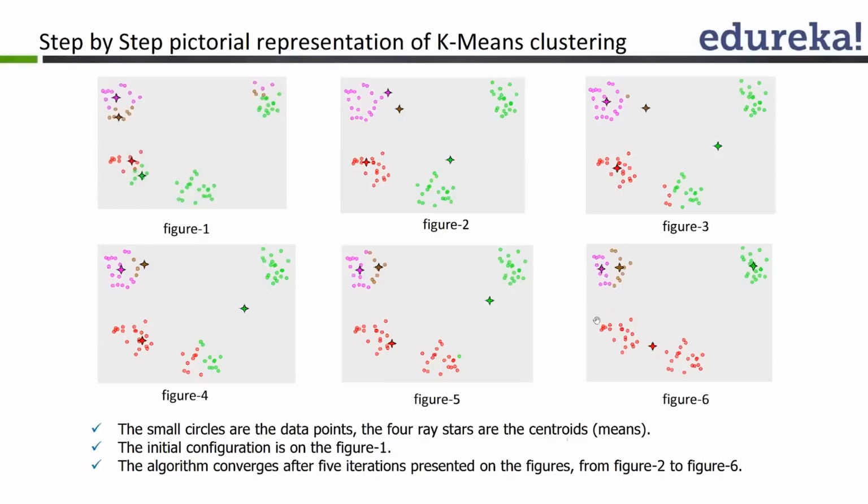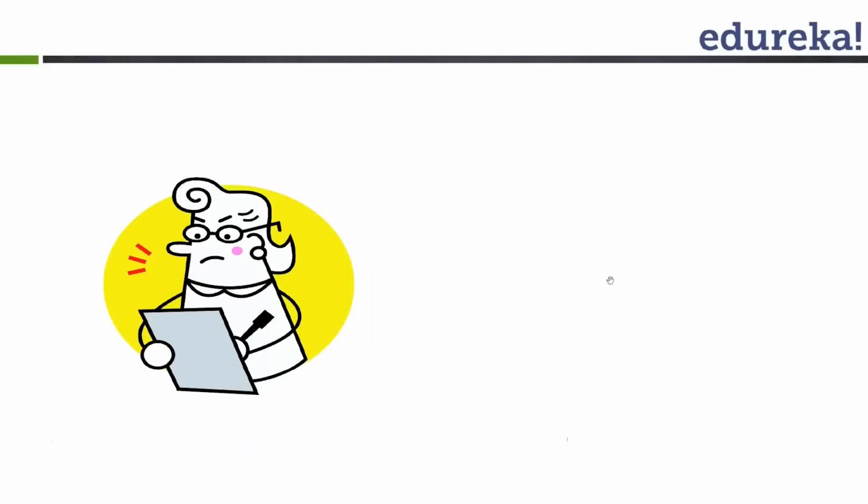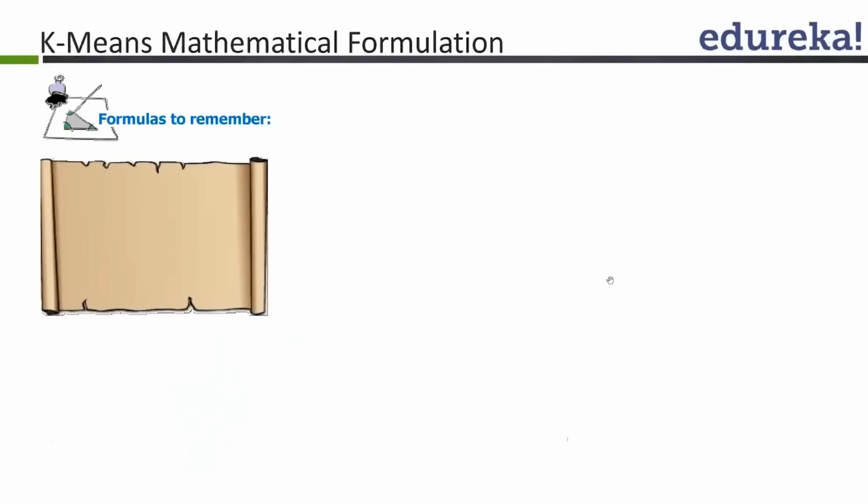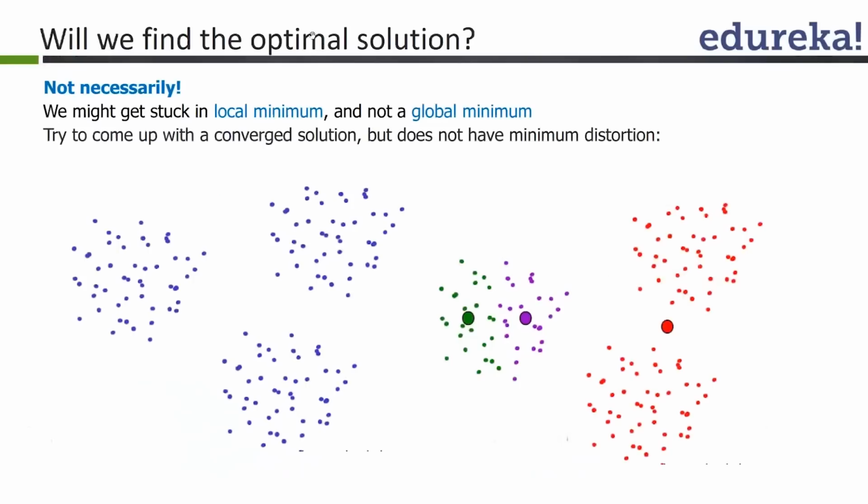As I think one of you already said, my pink and brown are so close to each other. Is this really a good result? So you can see that you may not always get the best result. And that's because of this notion of local minimum and global minimum.